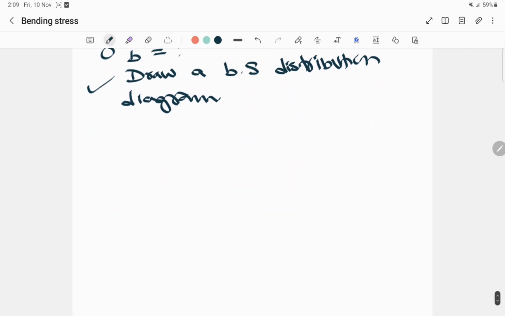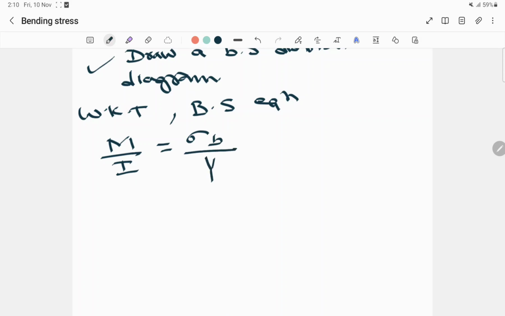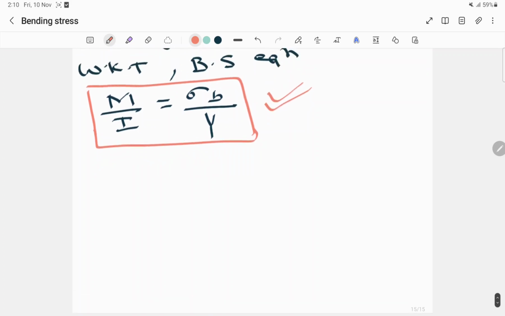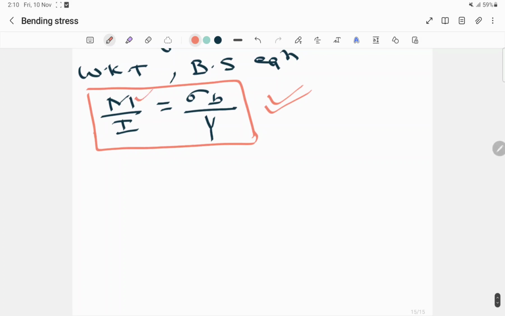Okay, so now here we know that the bending stress equation is M by I is equal to sigma b upon y. So this is the main formula of bending stress. Now for a simply supported beam, the first thing we have to find is the moment. For a simply supported beam, the moment can be determined from this formula, that is WL square by 8.